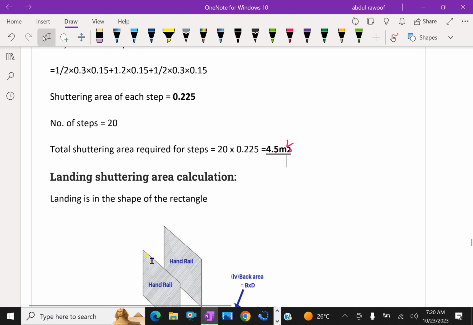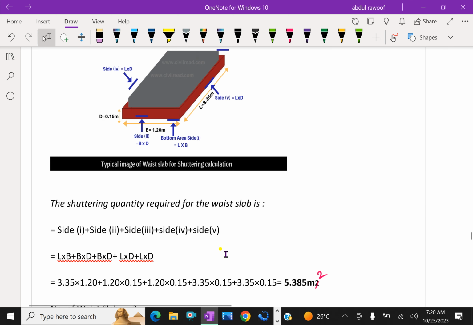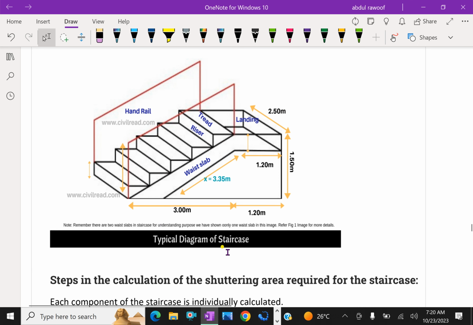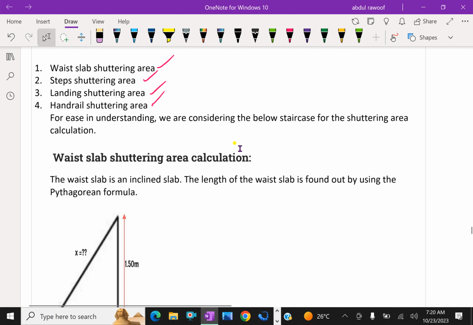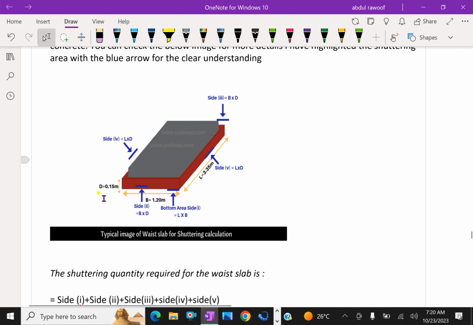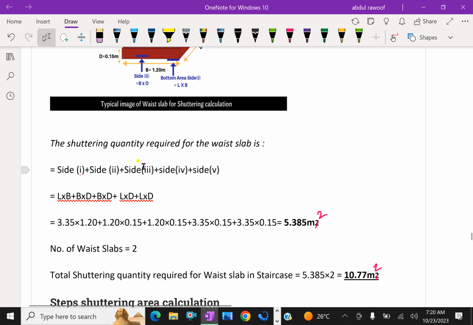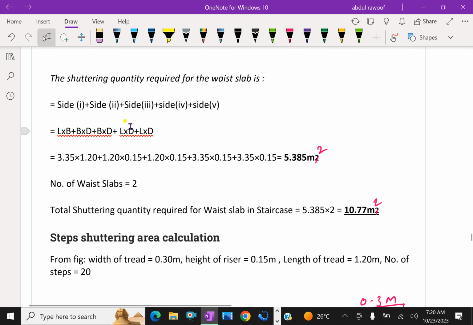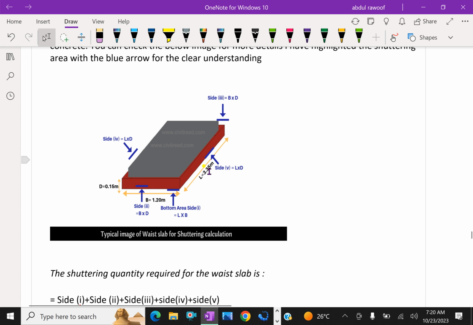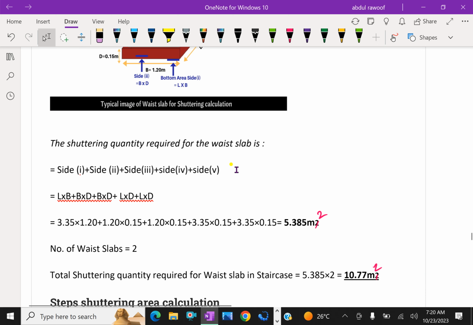Now landing shuttering area calculation. Look at this landing. Here landing is 1.2 meter and 2.5 meter, and the thickness is given here. Thickness is 0.15 meter because of steps height. Centering quantity required for the waist slab. Here side 1, side 2, side 3, side 4, side 5. Look at here, left and right, front and back, and bottom. These are the 5 areas.